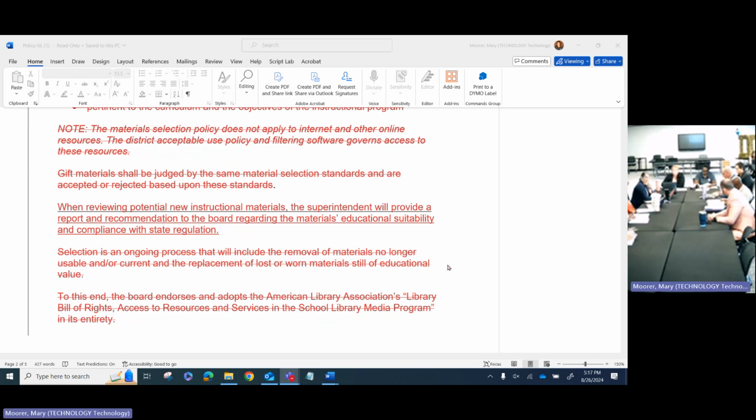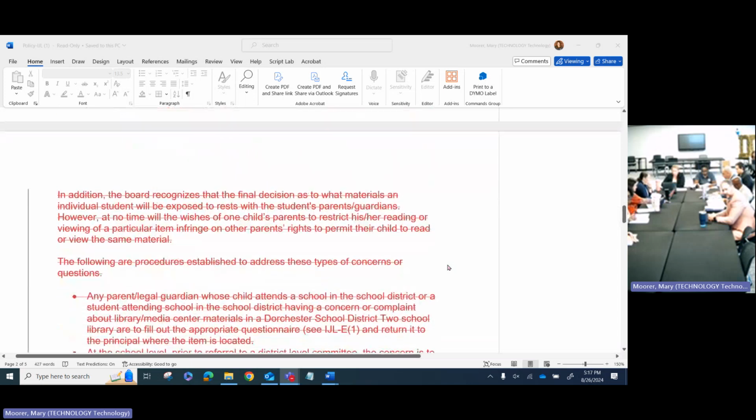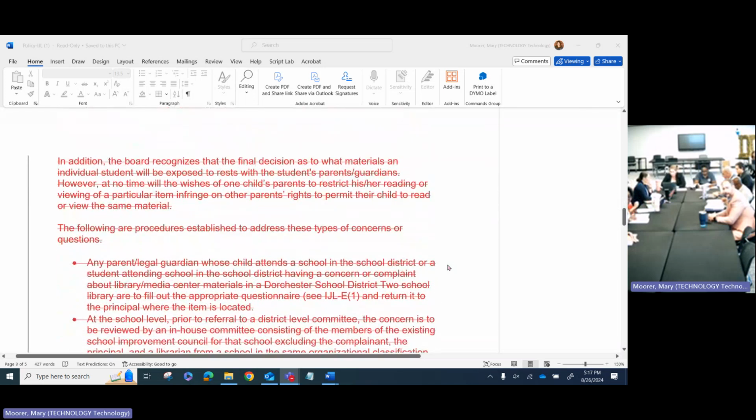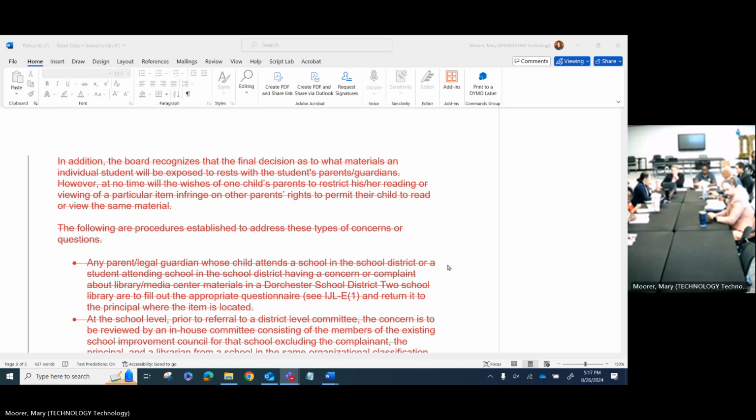Beyond that, on the next page, the first paragraph on the next page, this is something that was in the district's previous policy. The paragraph starts with the division recognizes, and this is something that we would recommend retaining along with the individual student opt out form that we developed last year and passed as part of the policy, so that if there are any materials that a parent does not wish their student to have access to, they will use that form. So we have it lined out.